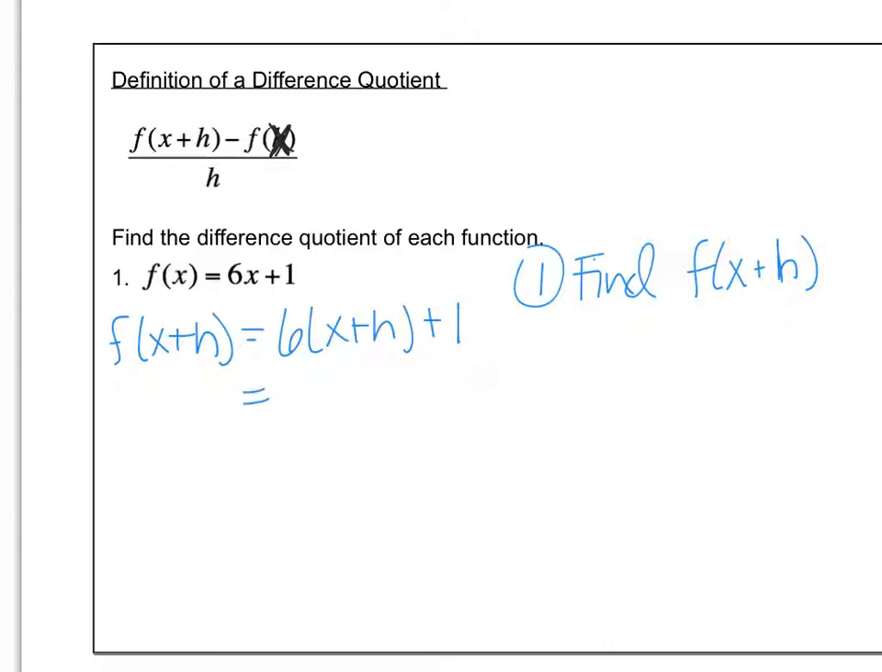In terms of quizzes and tests, I would give you the difference quotient. I don't expect you to memorize it. I just want you to be able to use it. So don't feel like you have to memorize that. You just need to be able to apply it. So this is going to be 6x plus 6h plus 1. I can't combine any of that. It just stays like that.